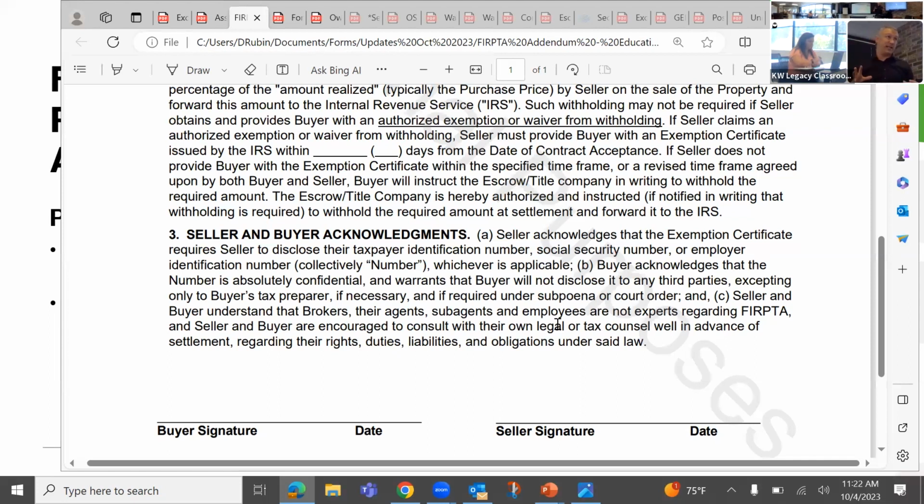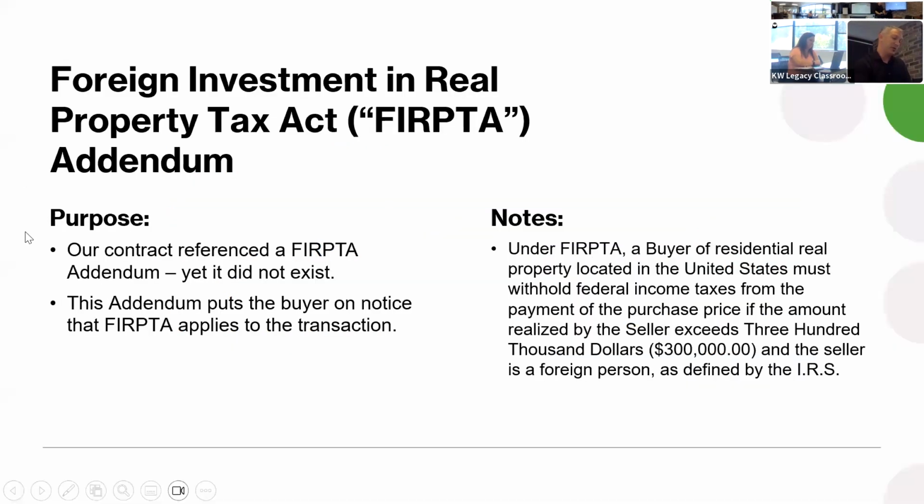So there's not going to be any last minute scramble when we realize there's a FIRPTA issue, right? It's all going to be out there and then we'll just be able to handle it. So again, this doesn't change the law at all. It's already been in place. The fact that none of you knew what this was is great because hopefully it still won't impact you, right? But this is a disclosure that we're going to have just to make sure everything goes more smoothly.